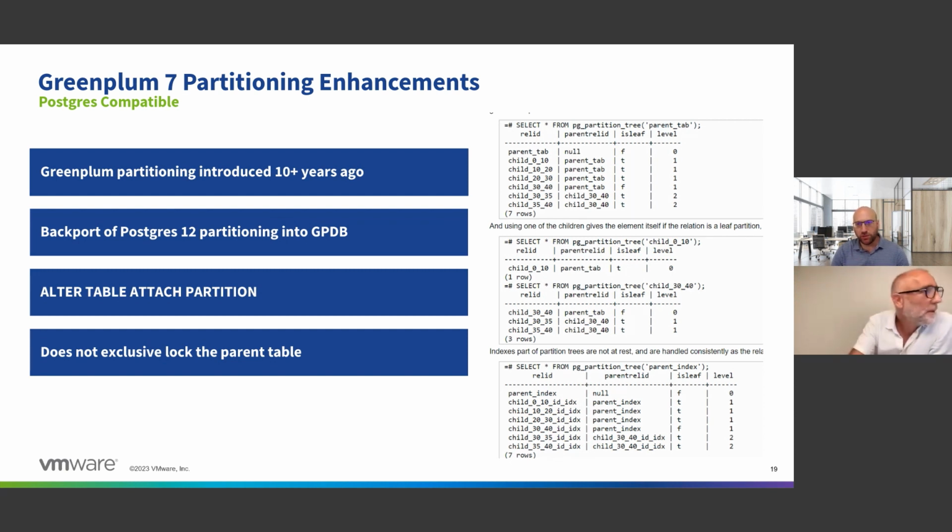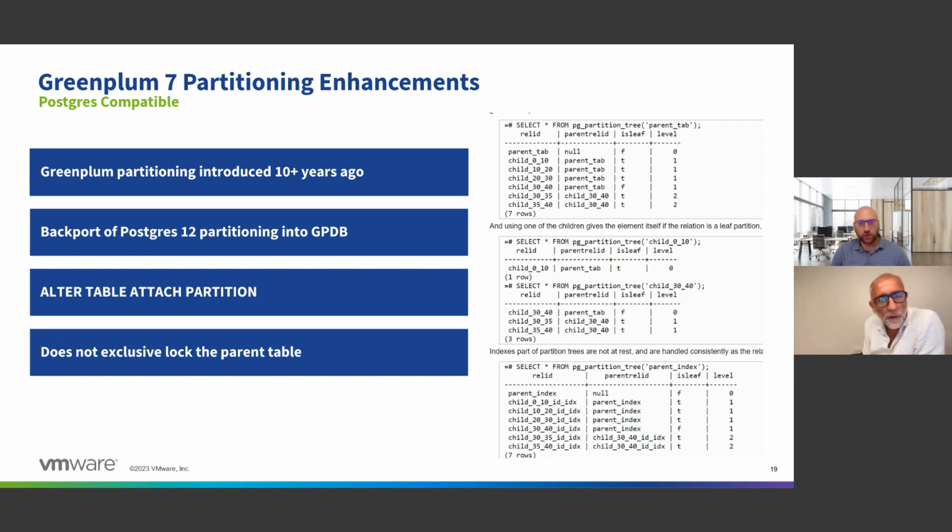The first thing is partitioning. Partitioning has been out in Greenplum for a long time. Postgres also introduced partitioning actually after Greenplum. Greenplum 7 aligns these two technologies together. It's all backwards compatible. The users won't know the difference that it's all aligned, but there are benefits.